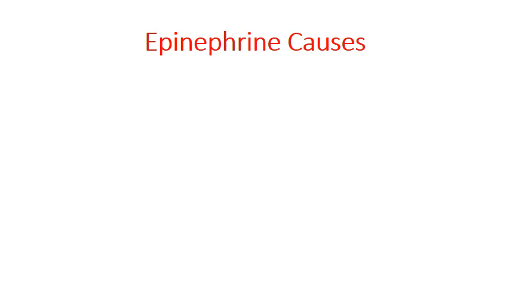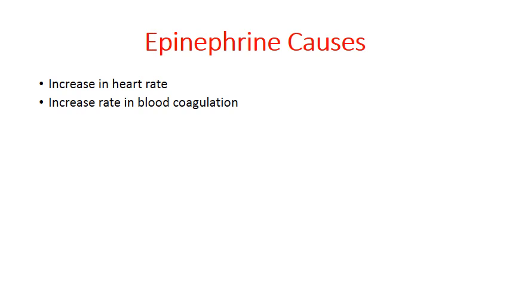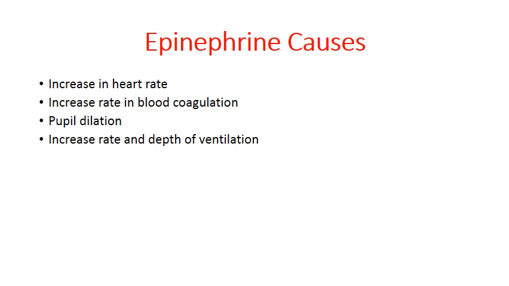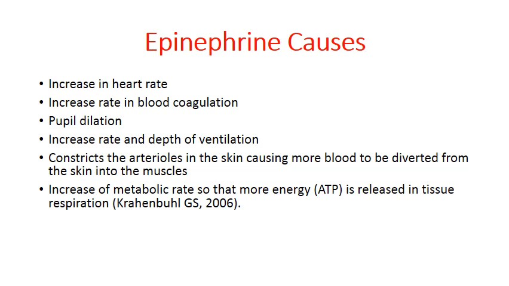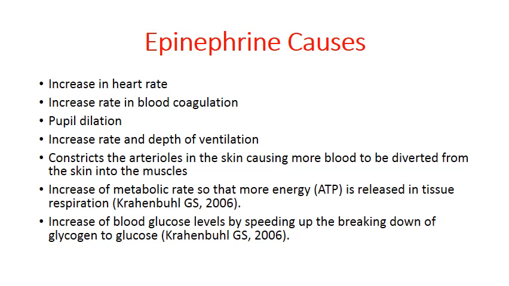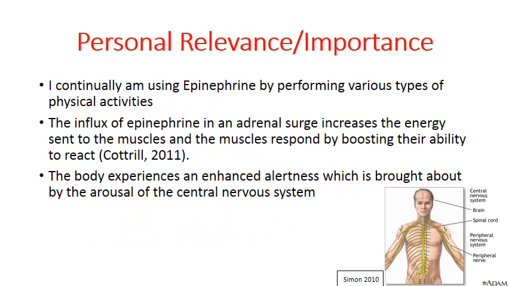This release of epinephrine into the body causes an increase in heart rate, increased rate of blood coagulation, pupil dilation, increased rate and depth of ventilation, and constriction of the arterioles in the skin, causing more blood to be diverted from the skin into the muscles. It also increases metabolic rate so that more energy is released into tissue respiration, and increases body blood glucose levels by speeding up the breaking down of glycogen to glucose.